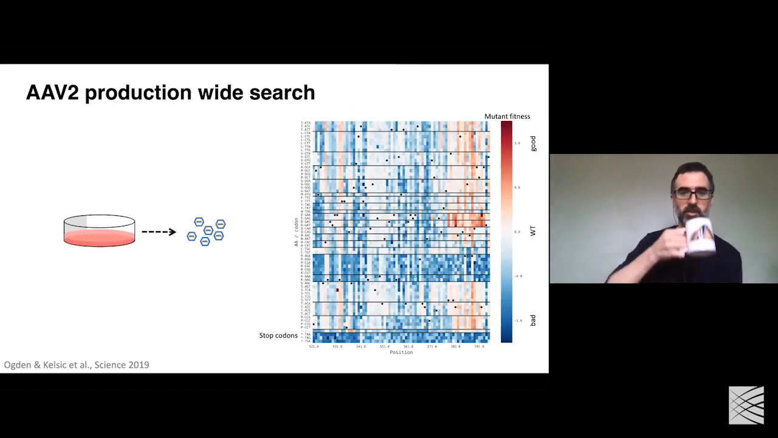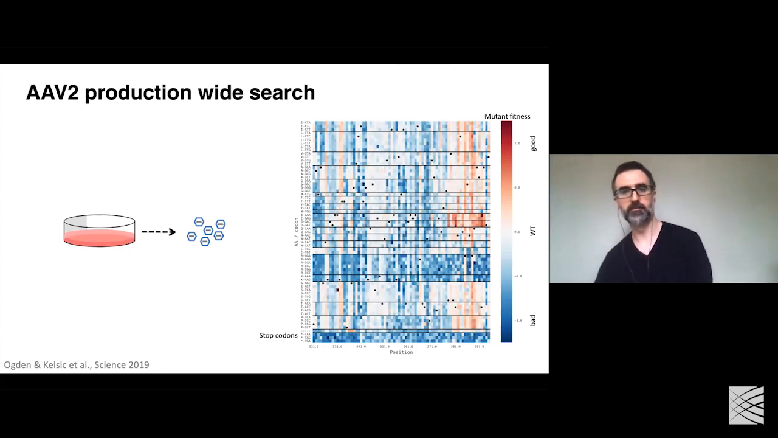Oh, right. Thanks. And then the other one is from the audience. Not all stop codons are bad then? So they're all blue, so they all are worse than wild type. They all are bad.